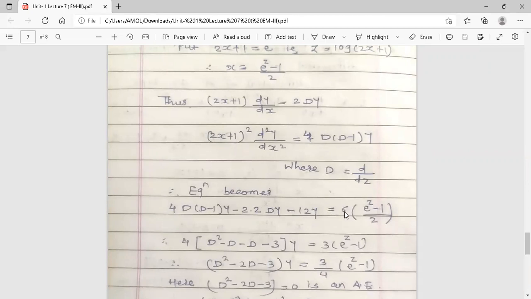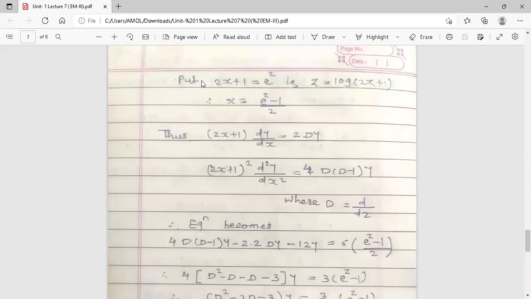Now what is the value of x? We are going to convert that x in terms of z, because our substitution is 2x plus 1 is equal to e raised to z. So x is equal to e raised to z minus 1 by 2. This is from the substitution. So 6x is equal to 6 into e raised to z minus 1 by 2. Now 2 3s are 6, so you simplify it. In RHS, it is equal to 3 into e raised to z minus 1.